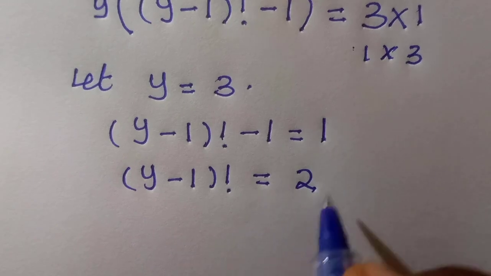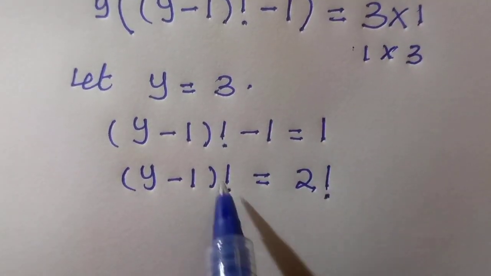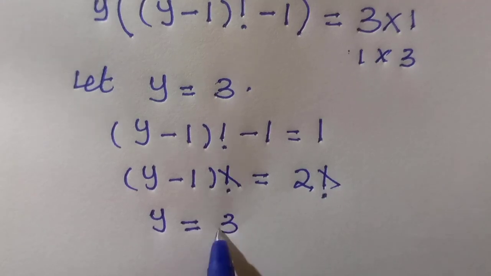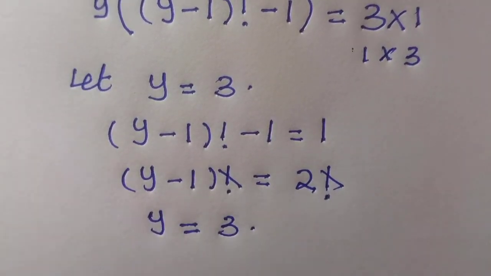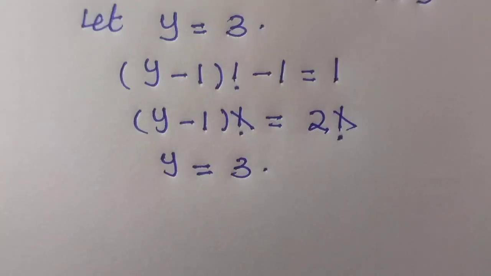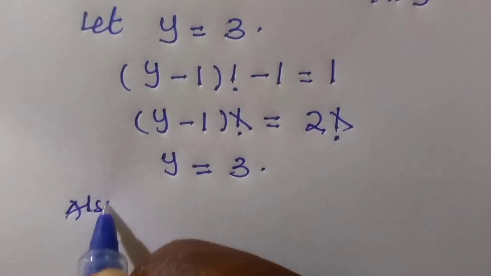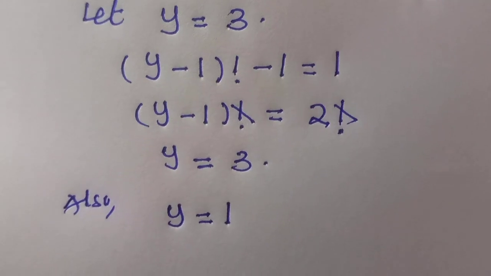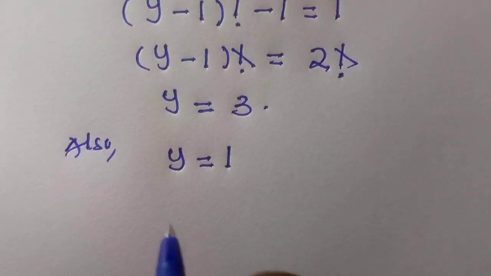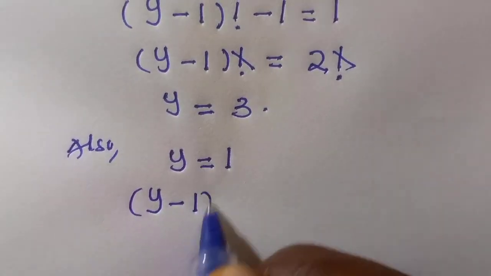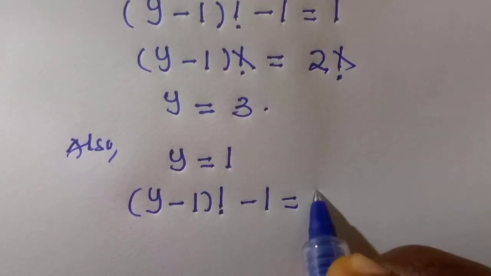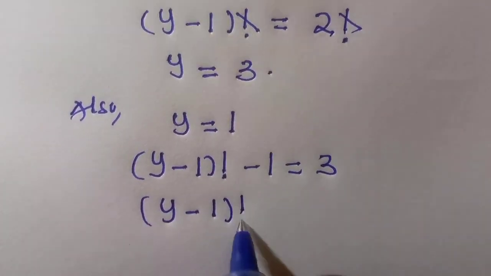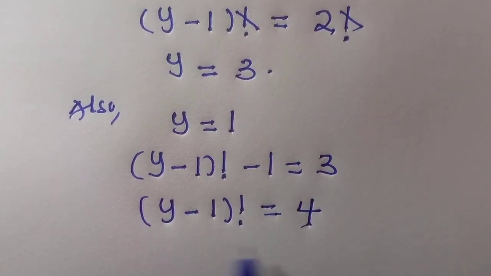By doing that, we introduce factorial here, and when factorial cancels factorial, it means that y minus 1 equals 2 and y equals 3. And it's the same thing as what we got from the first one. So let's test the other case, where y equals 1. It shows that the inner part, (y minus 1) factorial minus 1, is going to equal 3. But let's see if these are truly equal. (y minus 1) factorial equals 4. But these are not equal at all.